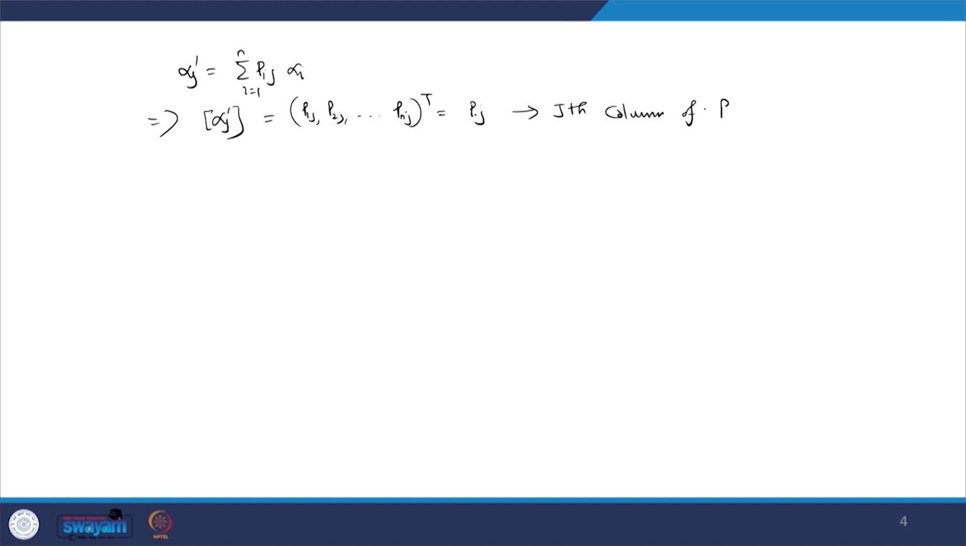We have seen alpha_j prime is equal to sigma p_ij alpha_i, i equal to 1 to n. This implies the coordinate matrix of alpha_j prime will be equal to (p_1j, p_2j, and so on, p_nj) transpose. So, this is basically the jth column of the P matrix. So, this is with respect to B. So, let me conclude it.